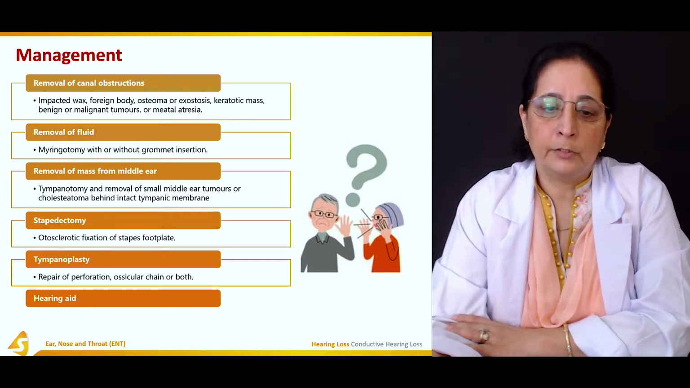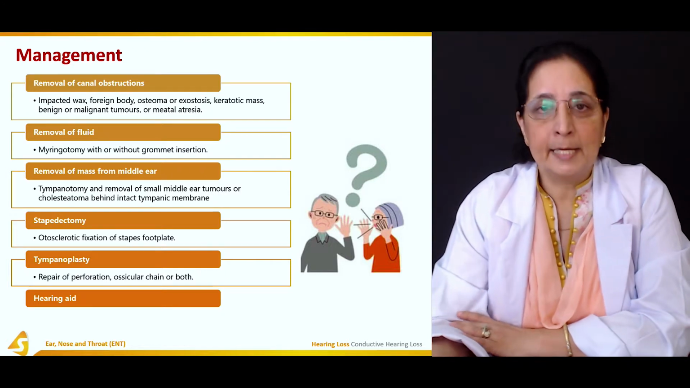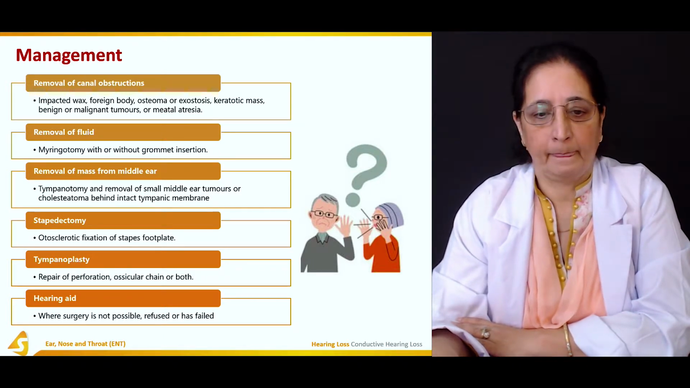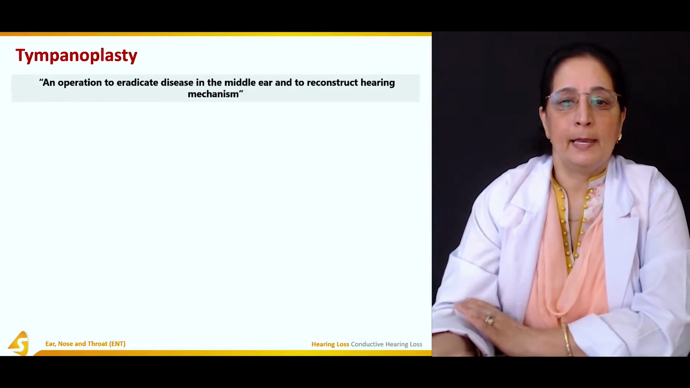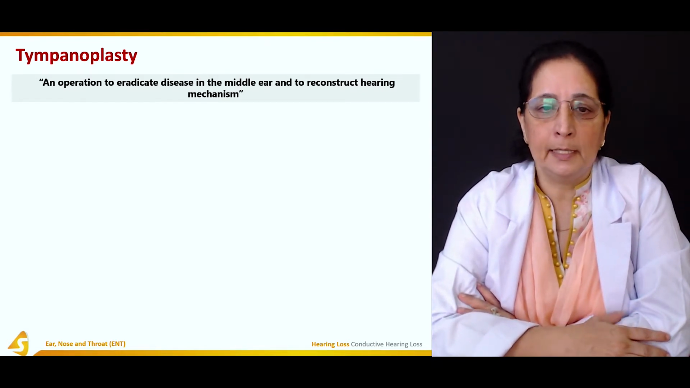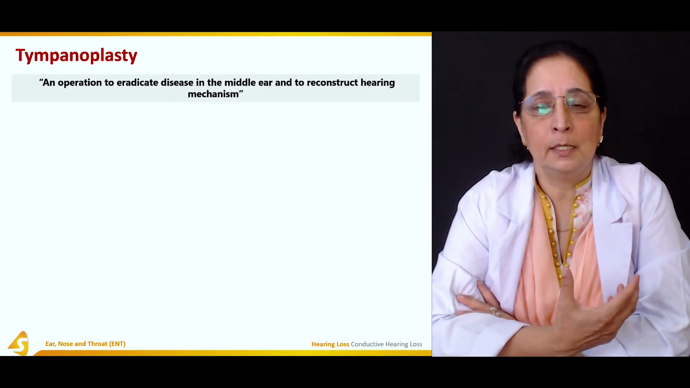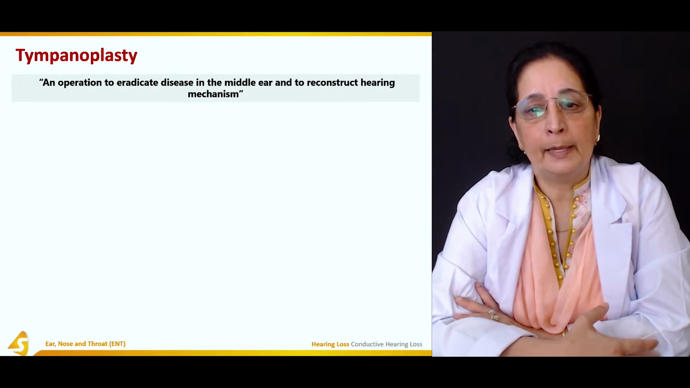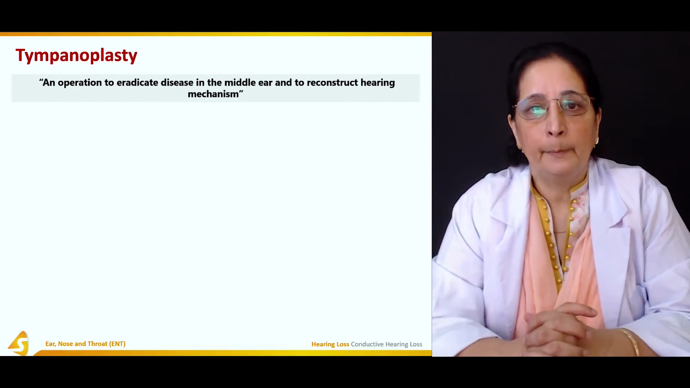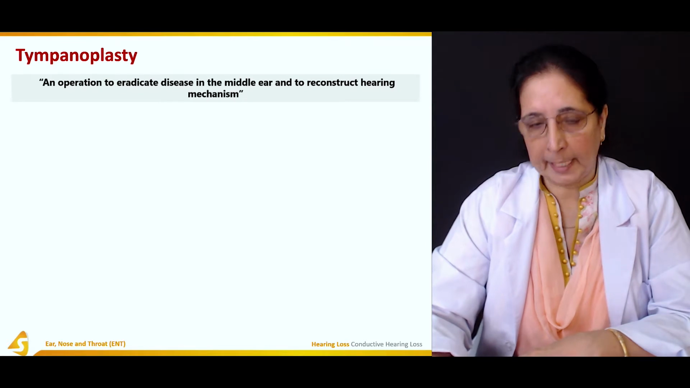Next, a hearing aid can also be used if nothing is helping and the person still has a problem in hearing. Hearing aids can be tried where surgery has failed or is not possible. Next is tympanoplasty. Tympanoplasty is the operation to eradicate disease in the middle ear and to reconstruct the hearing mechanism. It means repair of the tympanic membrane. So it can be performed to eradicate any disease in the middle ear, and if there is any problem in the hearing mechanism, to reconstruct it.